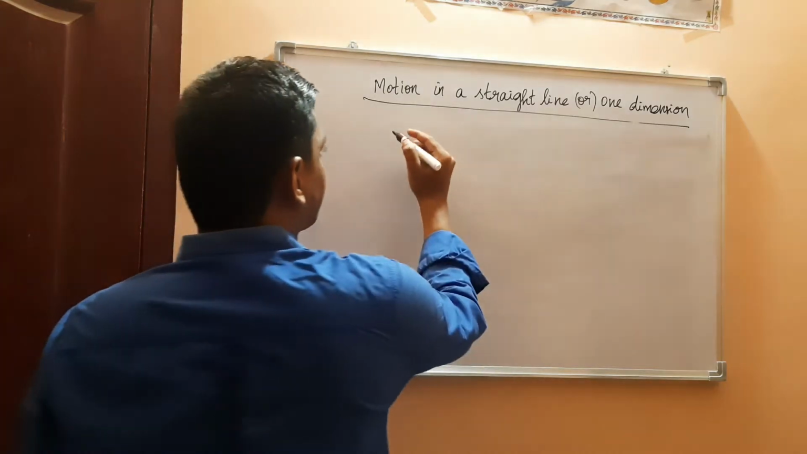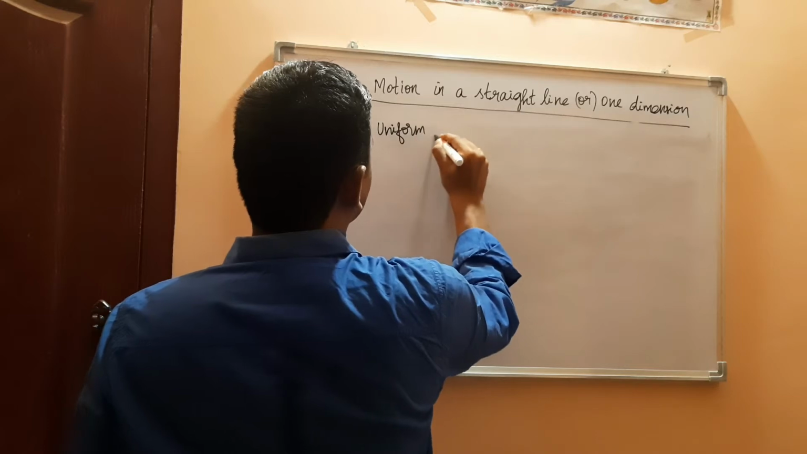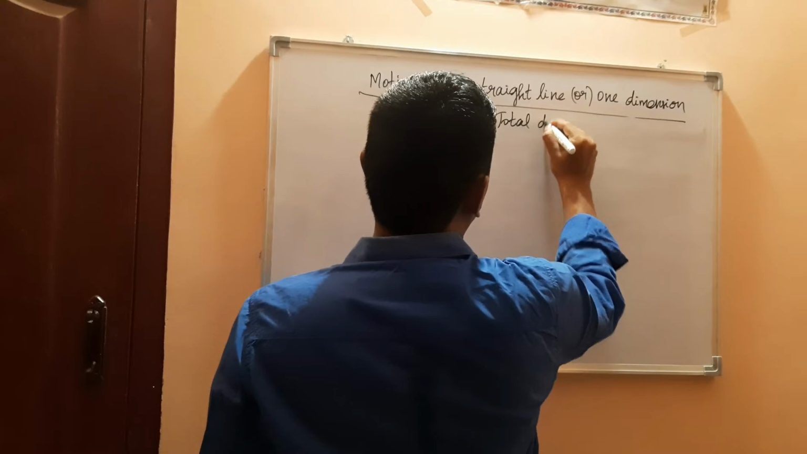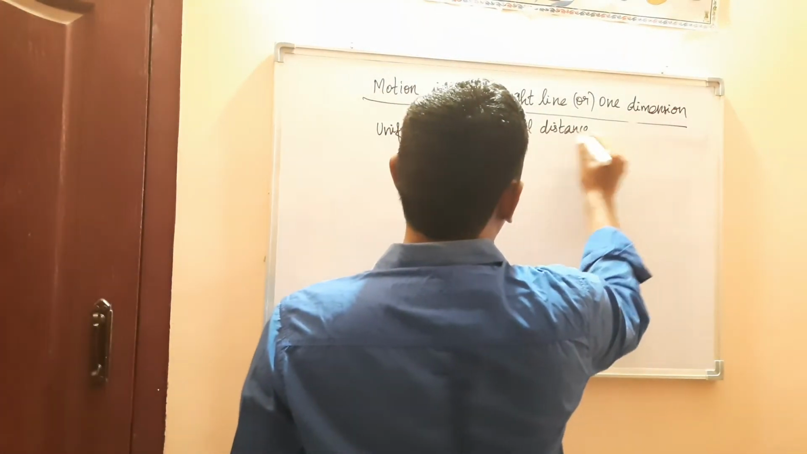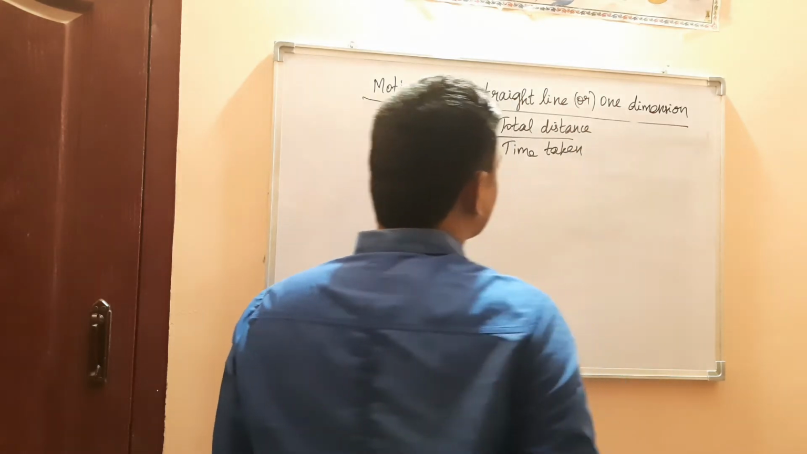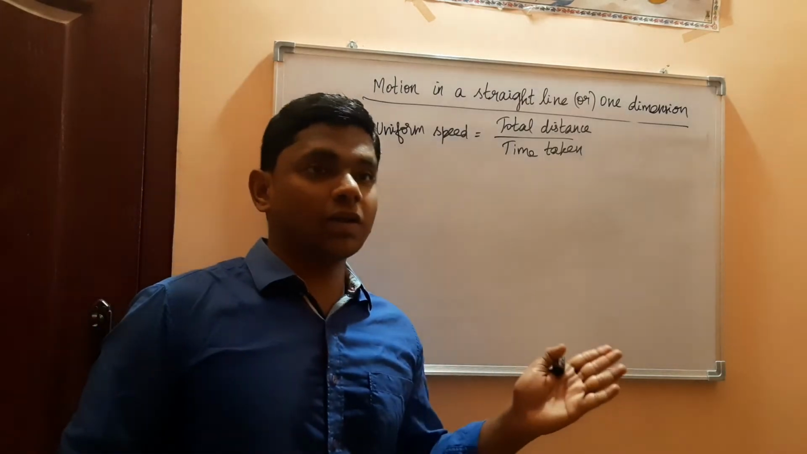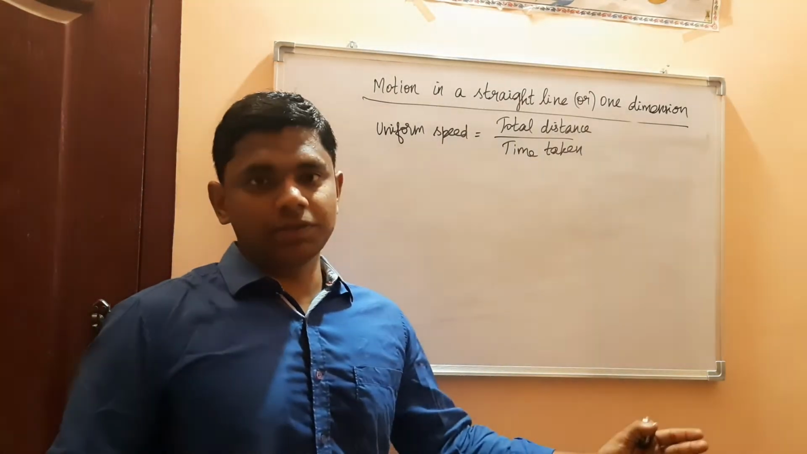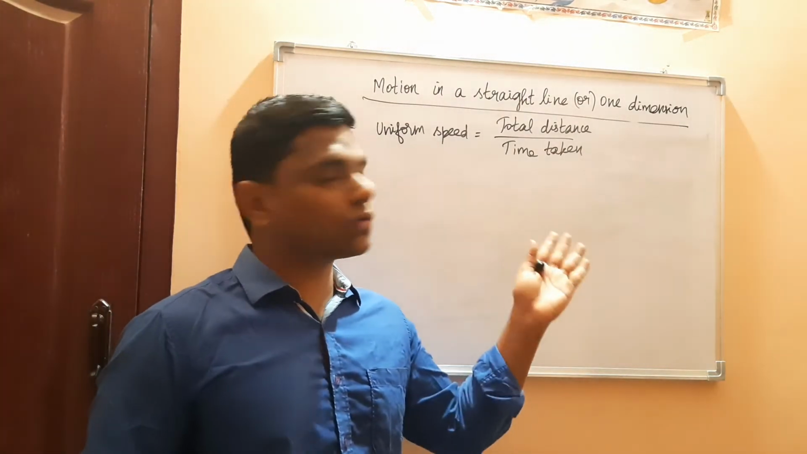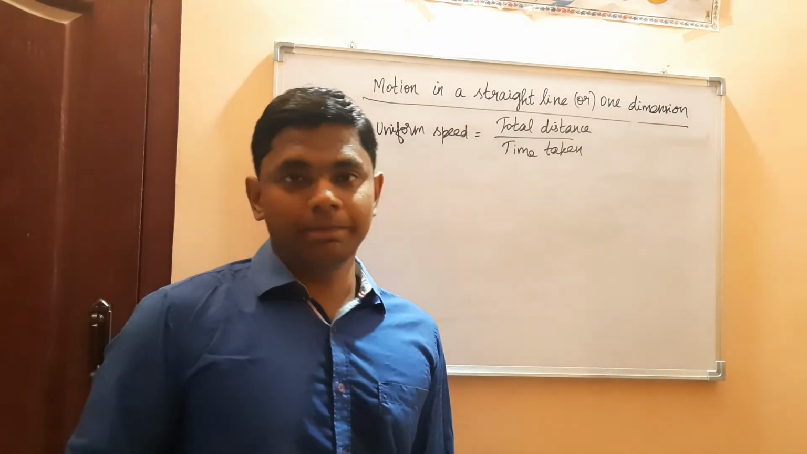If the object has uniform speed, then the formula involves total distance divided by time taken. So here there is no problem with speed because the speed of the body is uniform. It covers equal distances in equal intervals of time. So you don't have to worry about anything else. You just substitute the formula total distance by time taken and then you can calculate the uniform speed.